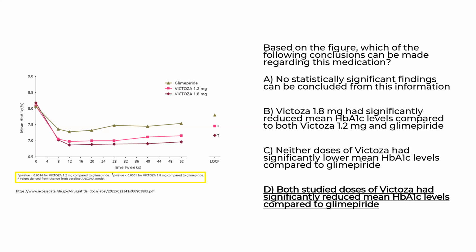If for whatever reason the purple one looks lower than the pink one, that doesn't mean that for the purpose of this specific question that the Victoza 1.8 was actually more effective than the pink, because there's not any statistical significance reference that tells you that. So don't presume that unless you're given no statistical information at all.